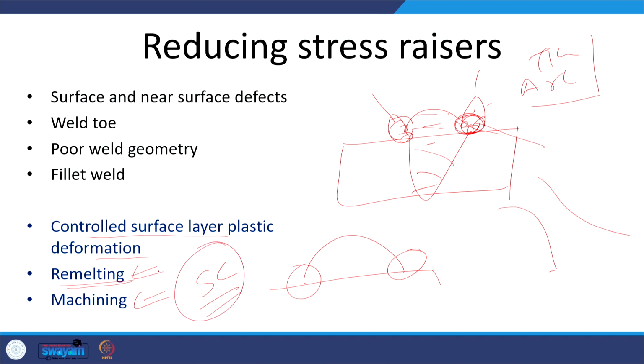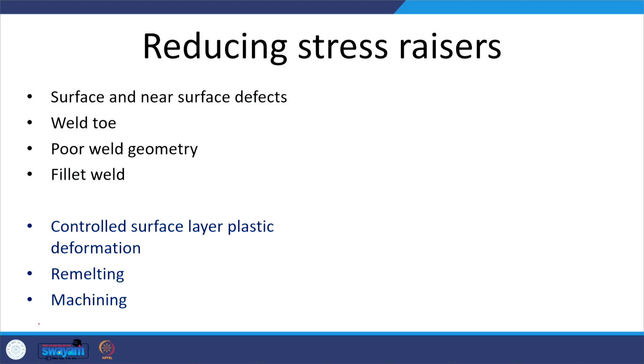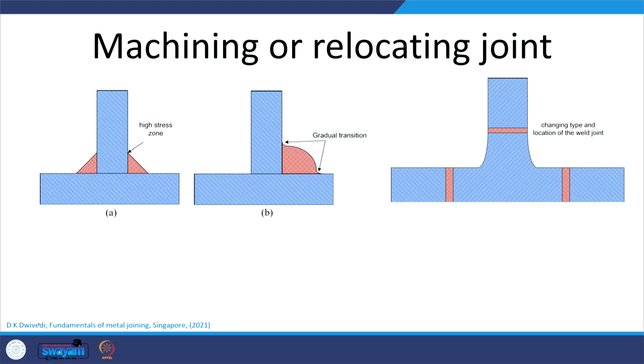So, peening or hammering can help to eliminate the locked in strain as well as to realize the desired surface profile. The remelting can help to eliminate the defects, and machining can also help to eliminate the high stress concentration, especially at the toe of the weld. Now, these are three examples related to machining or relocating the joint. Say this is a typical T joint, and if the fillet joint is made like this, there will be high stress concentration at the toe of the weld.